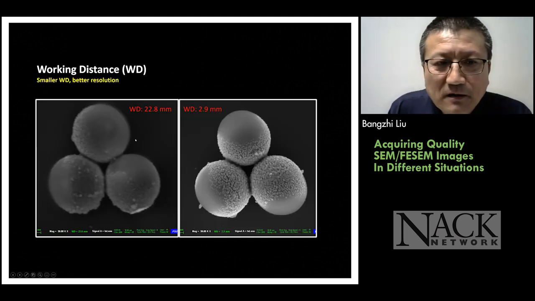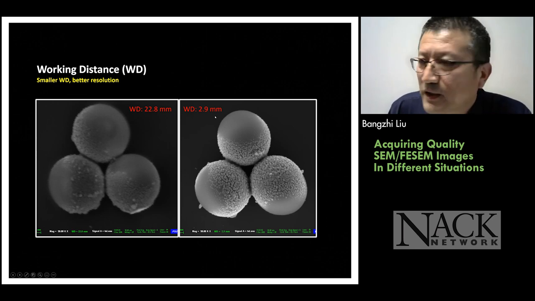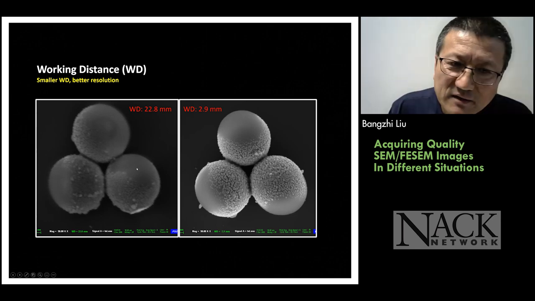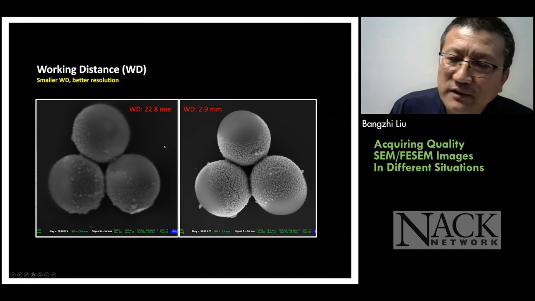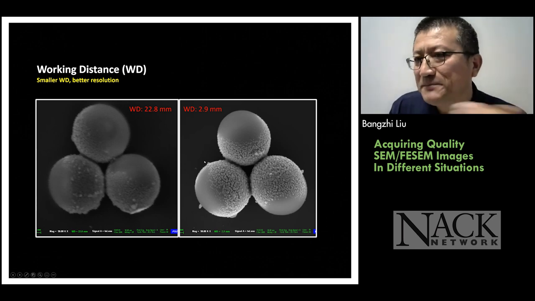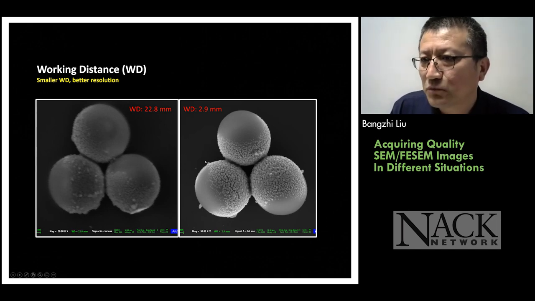Okay, let's compare. This is the same sample imaged at two different working distances. The left side is a very large working distance. The right side is a small working distance. If you compare the two images, which one is better? Hopefully you can see the right side is much better. What do I mean by better? It's much clearer, which means the beam size is smaller. When you change the working distance, the beam size actually changes according to the working distance.